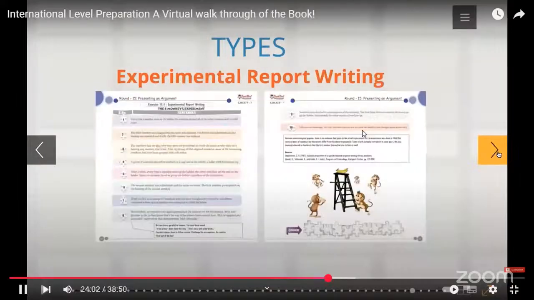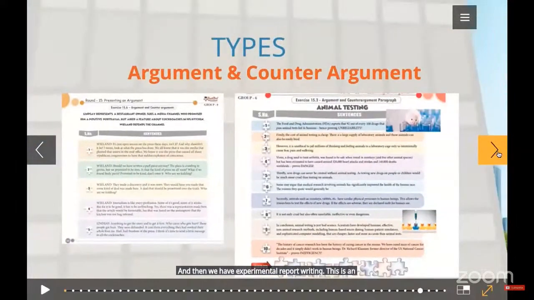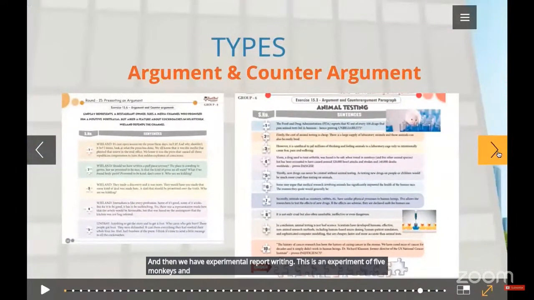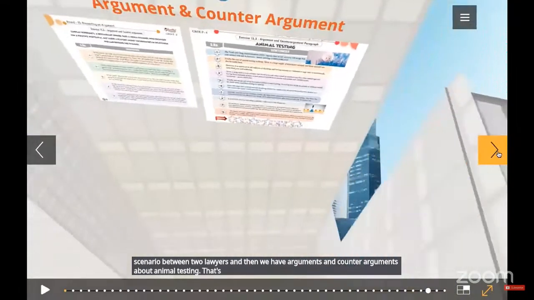And then we have experimental report writing. This is an experiment on 5 monkeys. And argument and counter argument. We have a real case scenario between 2 lawyers, and then we have arguments and counter arguments about animal testing. That's a very good one.